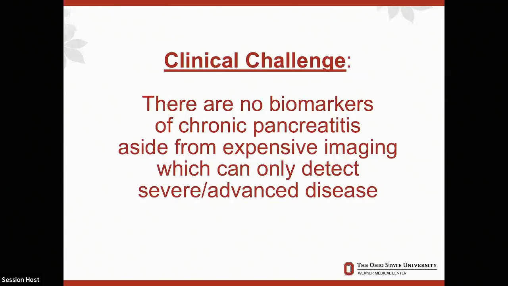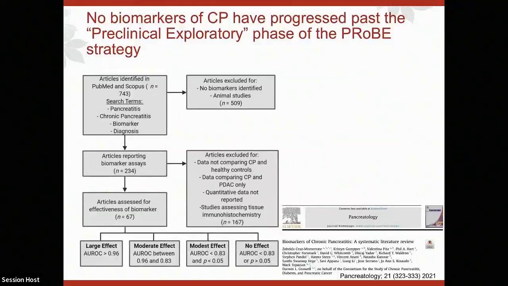So the clinical challenge that we've started discussing is that there are no biomarkers of chronic pancreatitis, aside from really expensive imaging or invasive testing, and that can only really detect severe or advanced disease. We've recently published a paper of a systematic look at the current state of biomarkers for chronic pancreatitis, and found that none of them have progressed past a preclinical exploratory phase using the PROBE strategy, which is a biomarker strategy that was developed for cancer biomarker research.